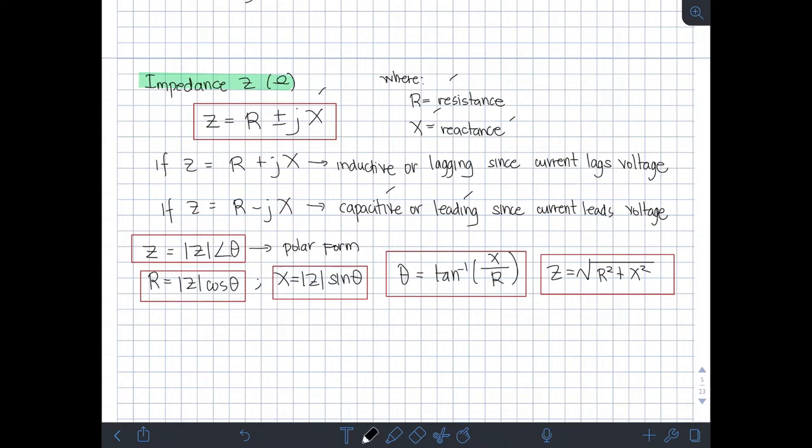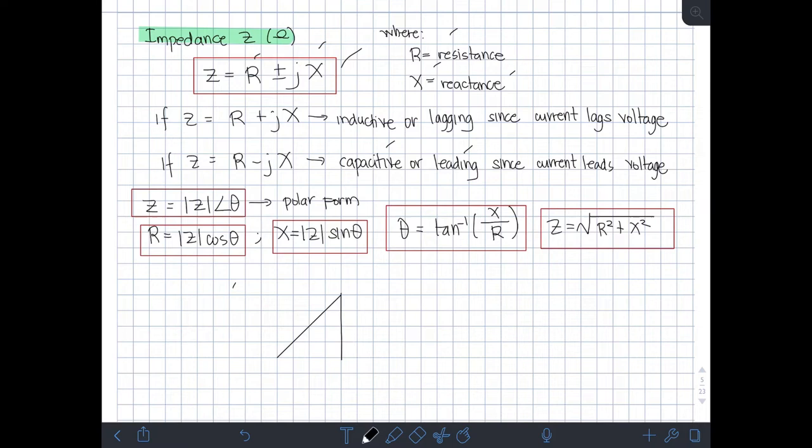Okay? Tapos, para makuha natin yung real part ng ating impedance na R, apply lang natin yung formula din natin sa complex number. Yung absolute value of Z times cosine theta, tapos yung reactance naman, absolute value of Z times sine theta naman. Okay? Then, yung theta is equal to arctan of X over R. Then, Z is equal to square root of R squared plus X squared. Kasi pag dinraw natin yung impedance triangle, so, ito si R, ito si X, tapos ito si Z, tapos ito si theta. So, therefore, na-derive natin itong mga relationship na to.